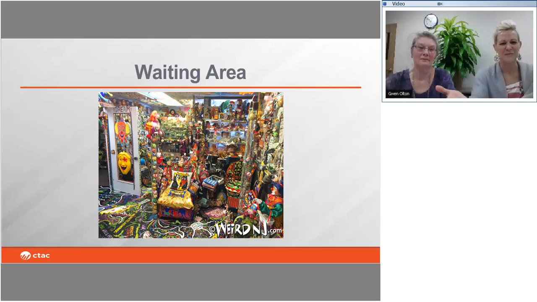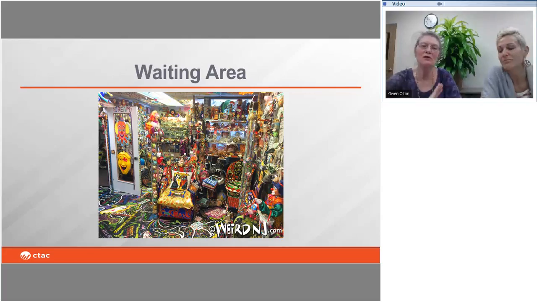So is the waiting area really cluttered? Is there a lot going on? Do people feel like it's confidential? Are they being acknowledged when they come in? Right. This is obviously a very busy waiting area with tons going on that might be a sort of sensory overload for someone.